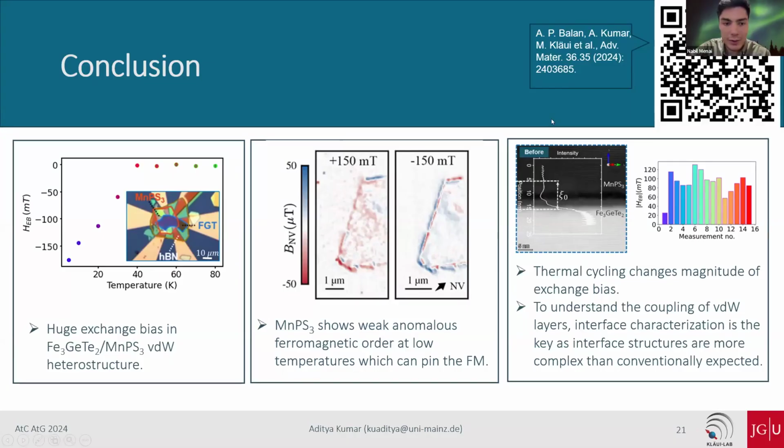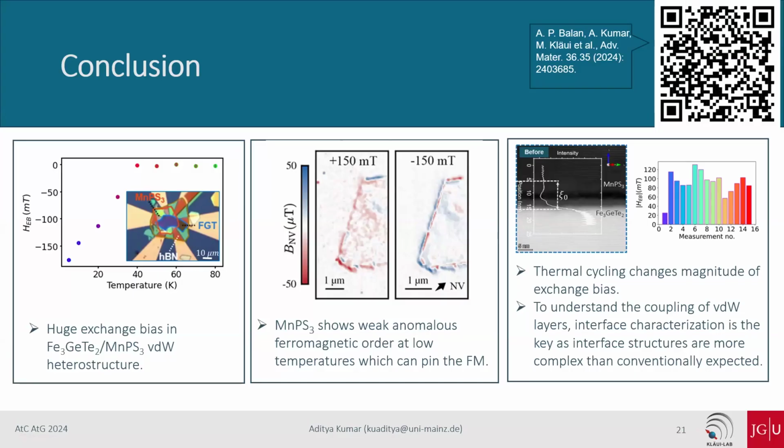Thank you. If you want to look at the paper, here's the QR code that you could scan. Thank you. Now I'm open to questions. Thank you, Aditya, for your amazing presentation. It was very concise and clear. Thank you. The audience, do you have any questions regarding this presentation? Yes, Mahmoud, you can go for the question.